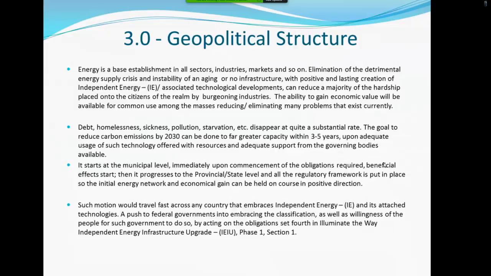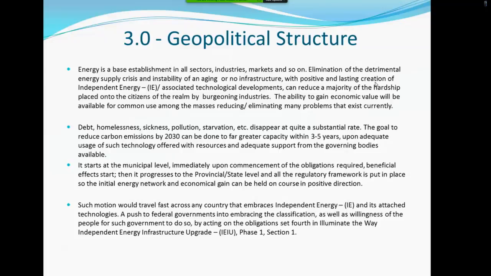Now, that's what Illuminate the Way Independent Energy Infrastructure Upgrade does: it helps government bodies understand and follow in line and see, oh, this is what we do. You can pass all the information you want off to them, like all these futurists publishing novels or whatever, and governments look at it and say, well, what are we supposed to do? So this is the instruction manual saying this is what you do.